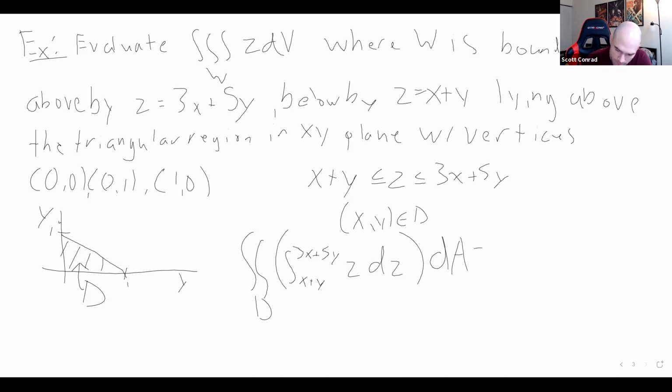So we saw yesterday, when we do this inner integral, we get 1/2 z squared from x plus y to 3x plus 5y. When we simplify that, we get 4x squared plus 14xy plus 12y squared.